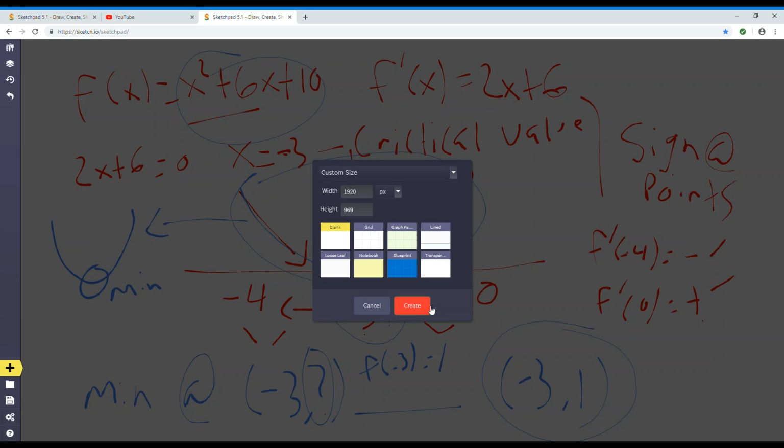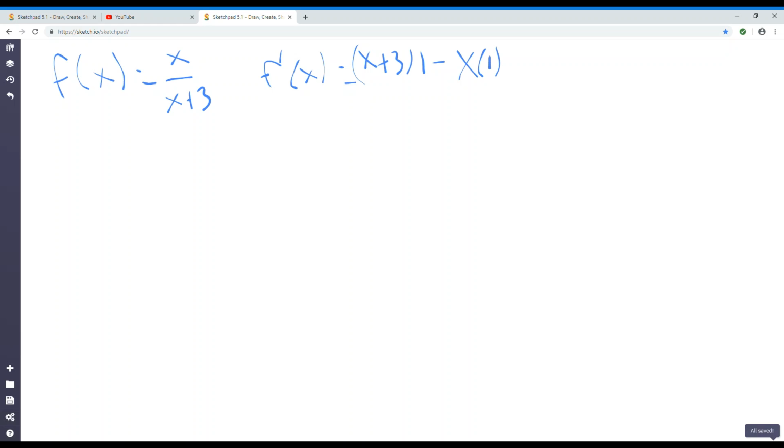Okay, let's do another one. So we have f of x equals x over x plus 3. So let's find the derivative through quotient rule. Again, quotient rule, we made a video on it. If you need a review, low d high minus high d low over low squared. X plus 3 times the derivative of x, which is 1, minus x times the derivative of x plus 3, 1 over x plus 3 squared.